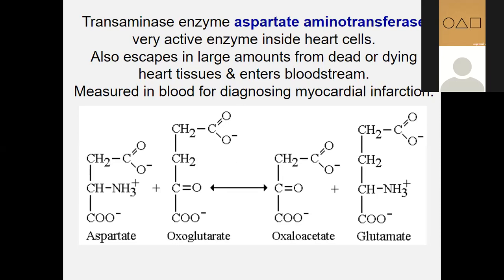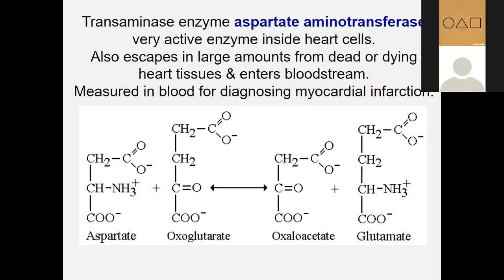Okay, another example. This one is inside the heart cells. So your aspartate, take note, your NH3 group again is transferred again to the oxoglutarate at the C double bond O. So in effect, you will also create glutamate. So you will have glutamate again. Then your aspartate will become oxaloacetate. So that is familiar, an intermediate in the Krebs cycle.